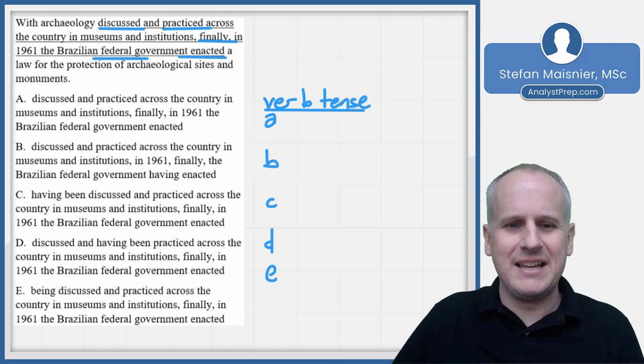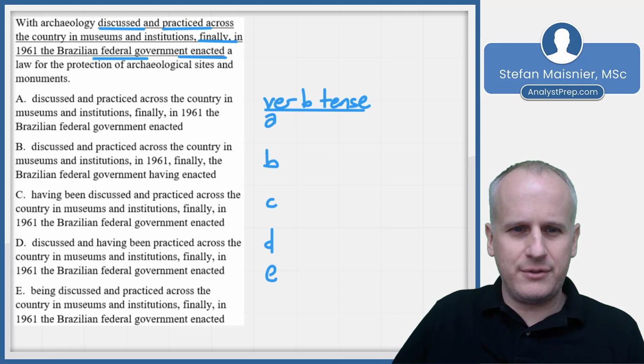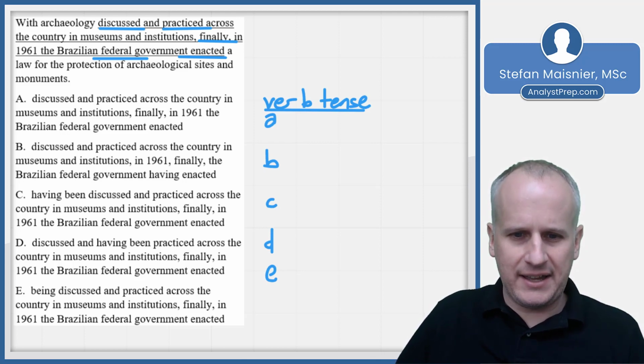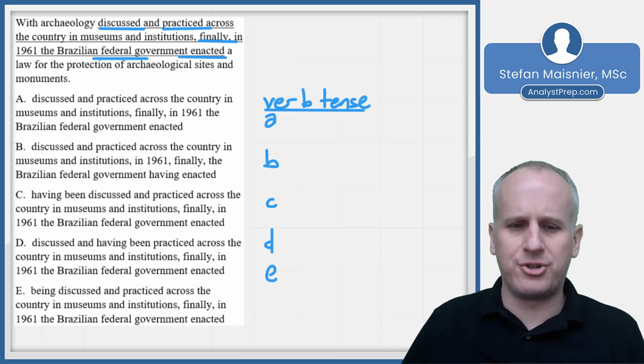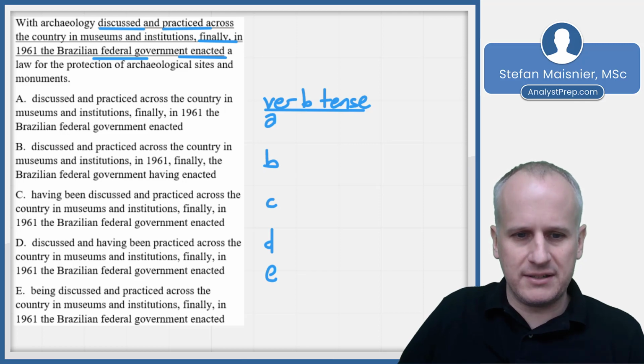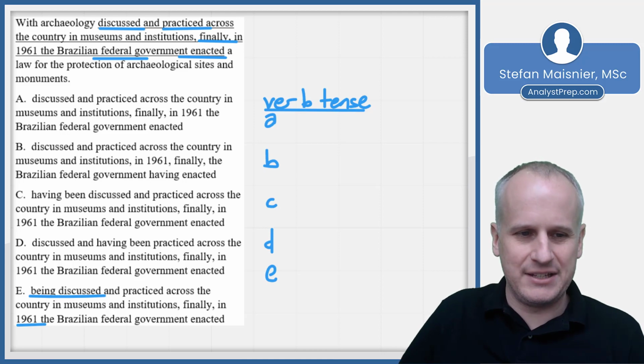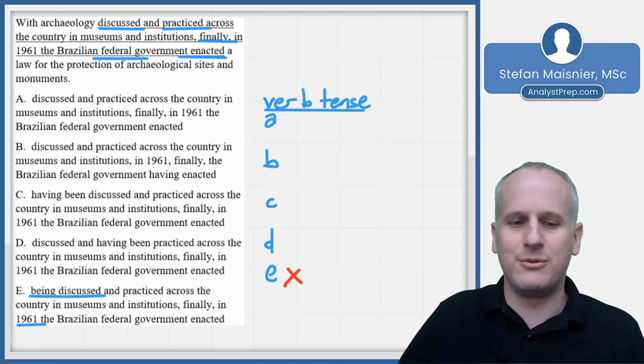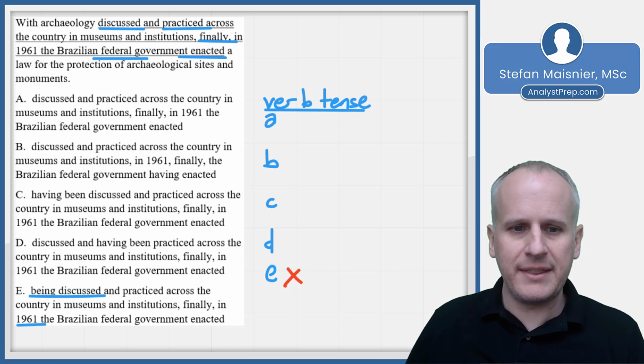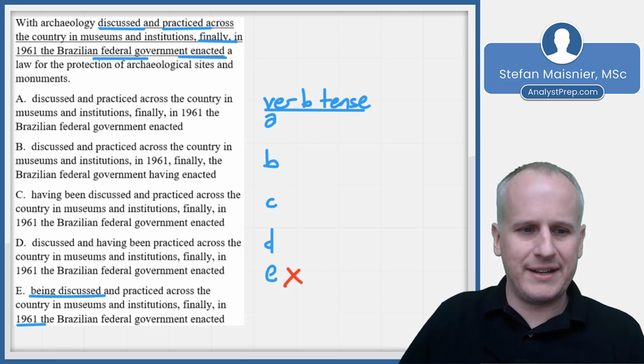And we can see that when we look at our answer choices, we've got changes and we have enacted, having enacted, and enacted in the ends. And we've got discussed, having been discussed, and being discussed at the beginning. So we need to consider whether it should be discussed, having been discussed, or being discussed. And it's probably easiest to eliminate the being discussed at this point because we know that this is not the year 1961. So that'll allow us to eliminate choice E. Then we have to decide whether it needs to be discussed or having been discussed.